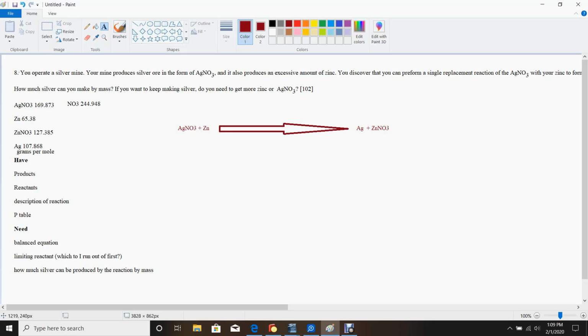See how easy I am on you guys? I gave you already a balanced equation in your problem. You didn't even have to do anything weird. You just had to write this out, and you would have a balanced equation.